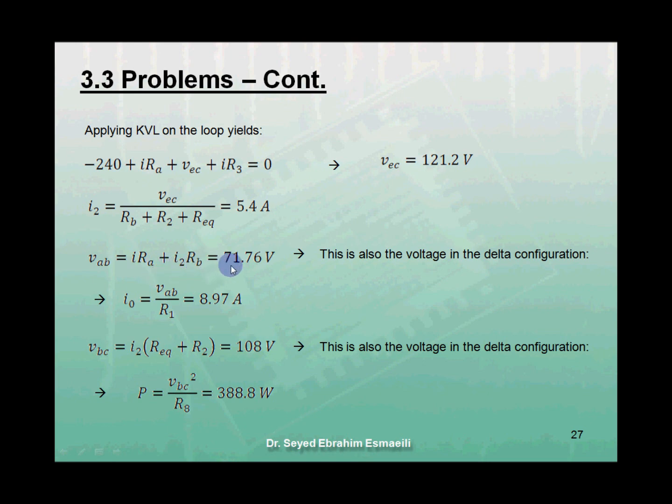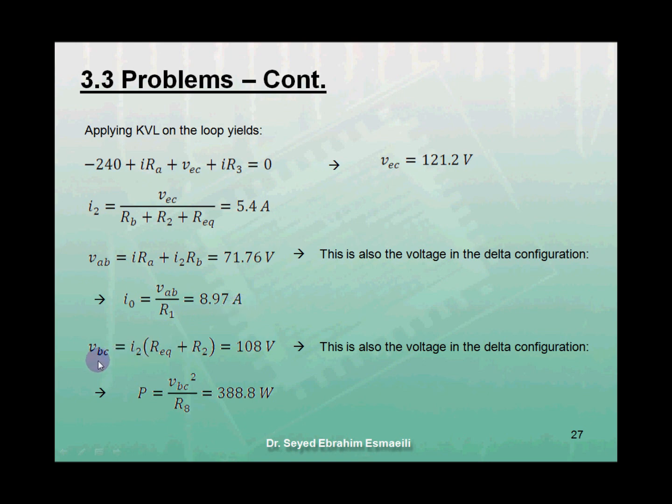I2 times RB, equals 71.76 volts. This is also the voltage difference between nodes A and B in the delta configuration of the original circuit, from which I0 equals VAB over R1, equals 8.97 amps.